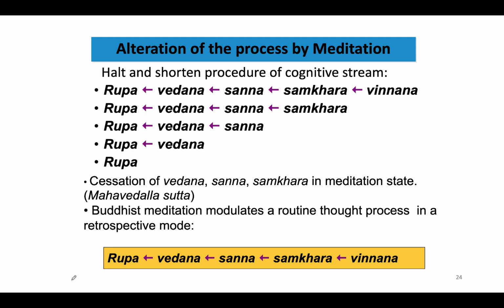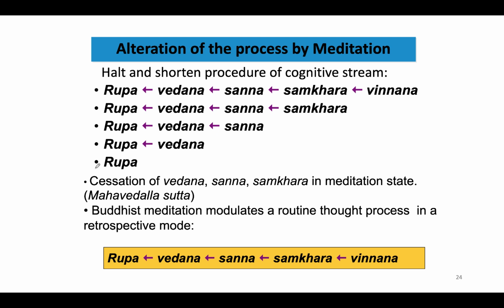When ordinary cognitive process moves from rupa to vedana to sanya to samkhara to vinnana, the practitioner tries to cut off this moving forward, therefore shortening the cognitive stream from rupa, vedana, sanya to samkhara, or from rupa to vedana to sanya, or from rupa to vedana, or only rupa. Mahabhuta Sutta explains the cessation of Vedana and Sanya and Samkhara in meditation state.